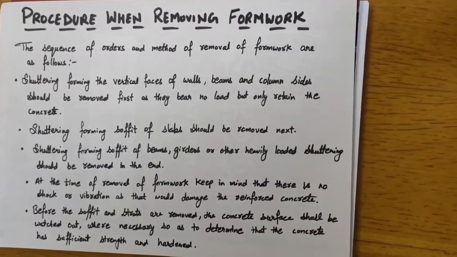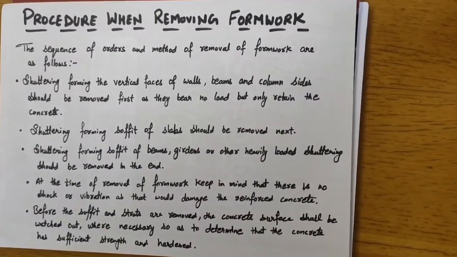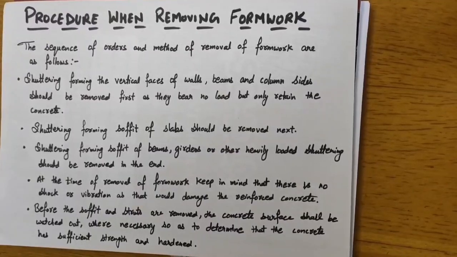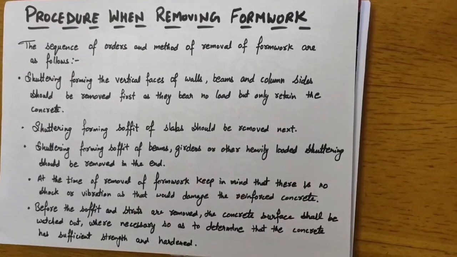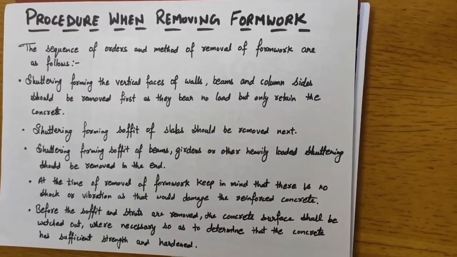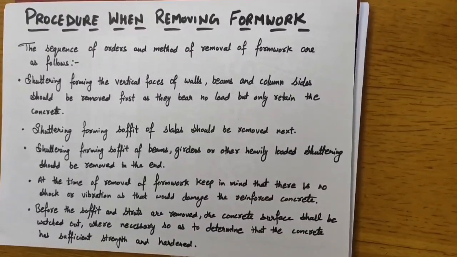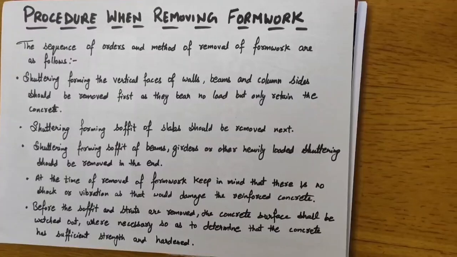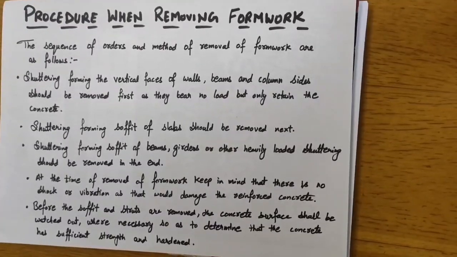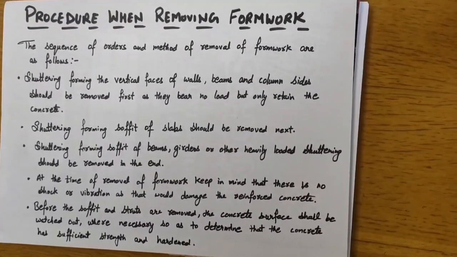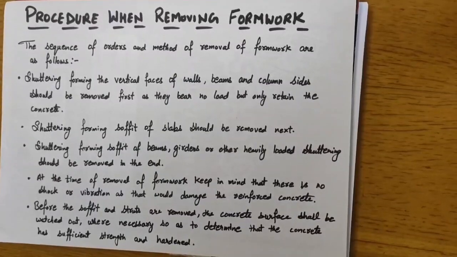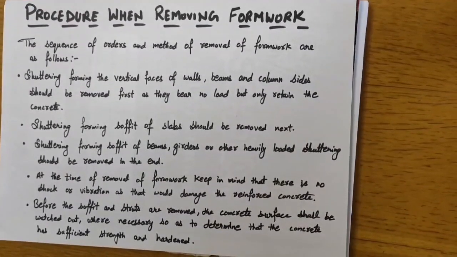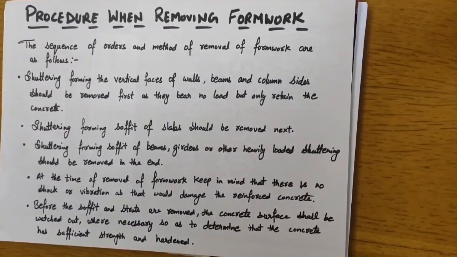Now let's see the procedure, how to remove the formwork, or the procedure of stripping. The sequence of orders and methods of removal of formwork are as follows. Shuttering forming the vertical faces of walls, beams and column sides should be removed first, as they bear no load but only retain the concrete. So the vertical members should be removed first because they do not carry the load. Only the hydrostatic pressure is the load which they sustain.